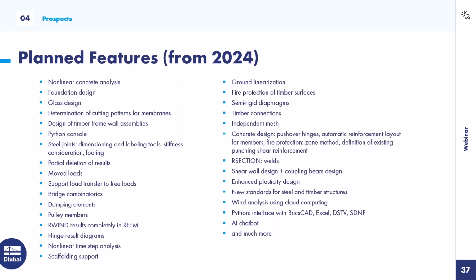At the moment when you do a warping torsion analysis, there is an elastic design, and in the future it's also possible to do a plastic design in combination with the warping torsion analysis. Then we will implement new standards for steel and timber structures. For example, the standards of China, Italy, USA, South Africa, and so on.